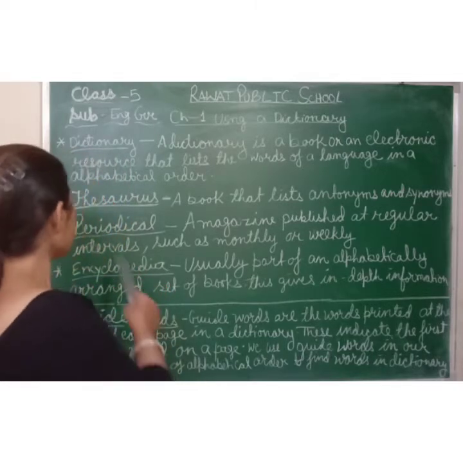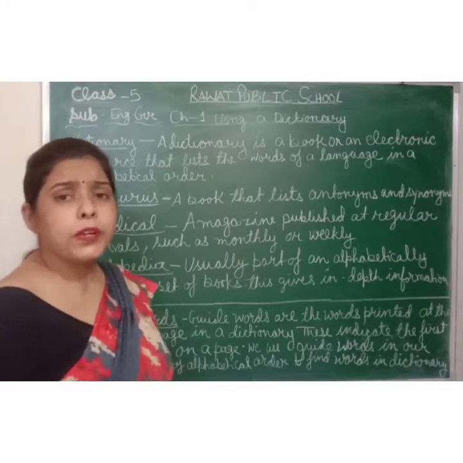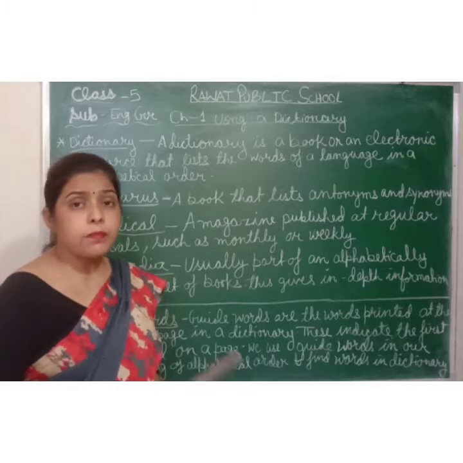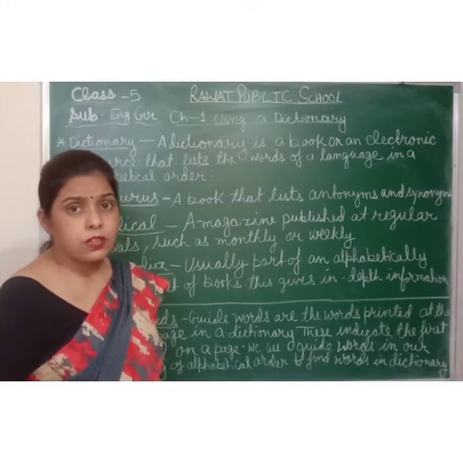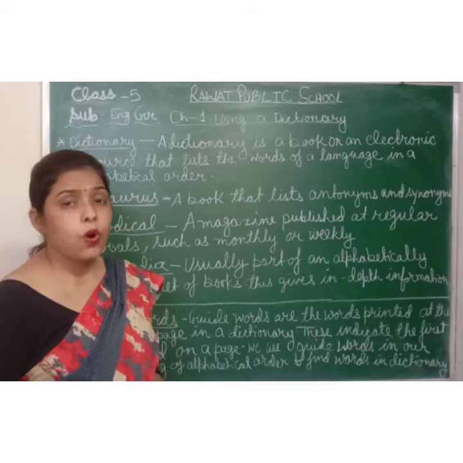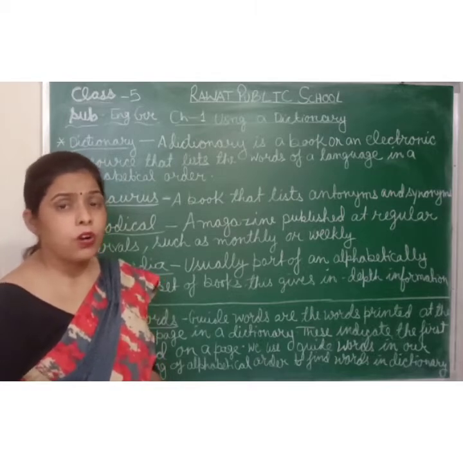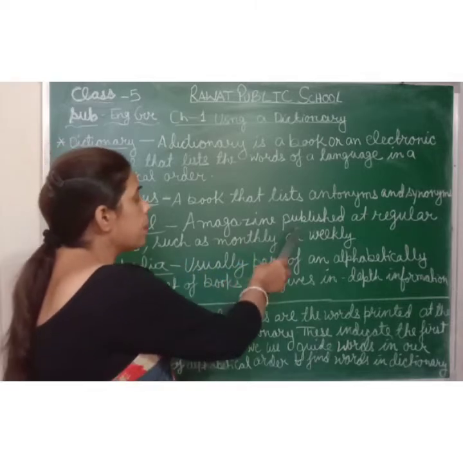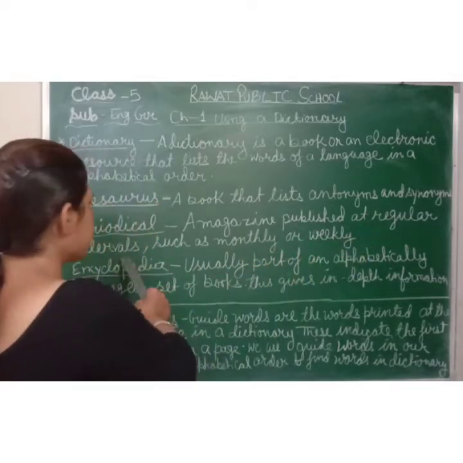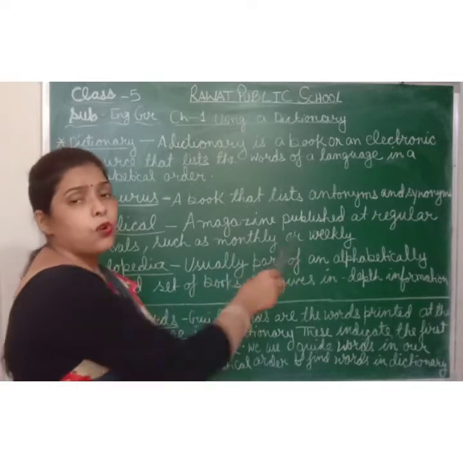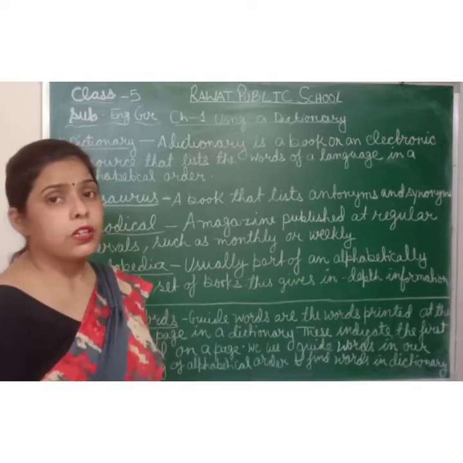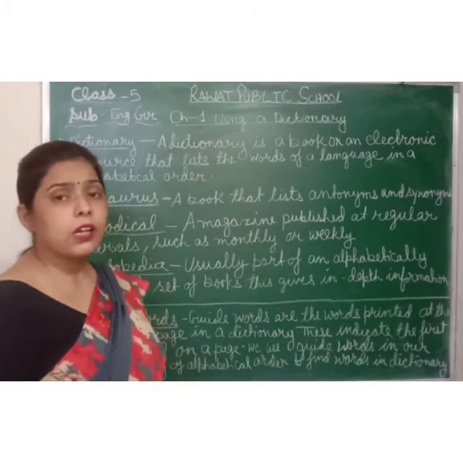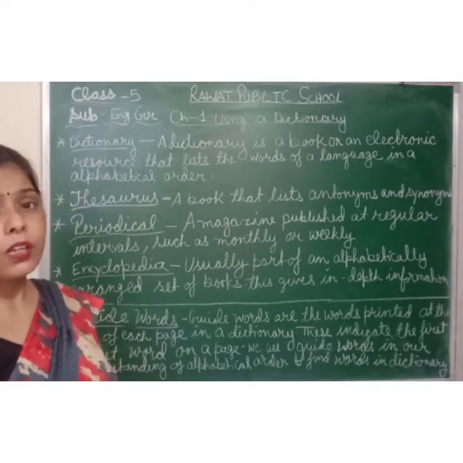Now periodical. What is a periodical? It means a book published weekly or monthly; that is called a periodical. A magazine published at regular intervals such as monthly or weekly is called a periodical. So regular publications that come out monthly and weekly are called periodicals.